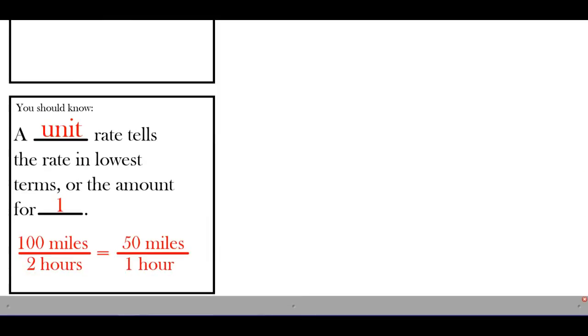A unit rate is going to tell us the lowest. So now we're going to be in terms of the denominator being 1. So if we go back to our 100 miles over 2 hours, that's a rate. The unit rate would be 50 miles per hour. So in 1 hour, we would cover 50 miles. In 2 hours, we would cover 100 miles. 3 hours, we would cover 150 miles. So it is a unit rate, and a ratio.